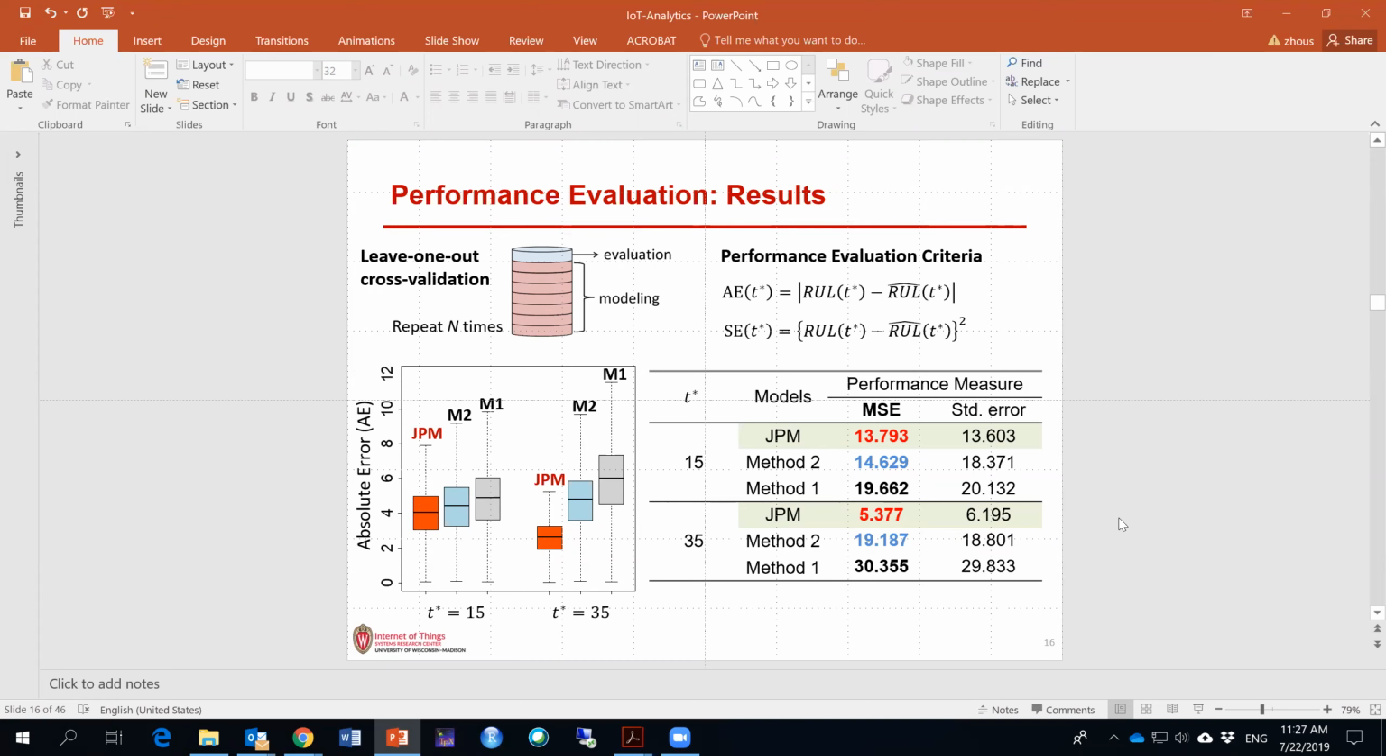The other method essentially is the threshold-based method. We only check the level of the degradation signal. If it's past a certain level, we claim the failure will happen. You can see the accuracy is not as good as this joint model approach.